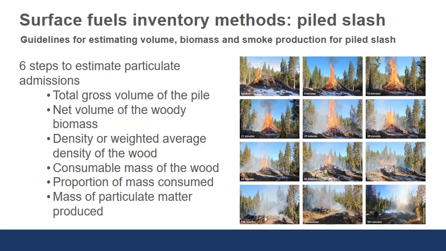There are 6 steps required to form an estimate of particulate emissions. You must determine: 1. Total gross volume of the pile, 2. Net volume of the woody biomass, 3. Density or weighted average density of the wood, 4. Consumable mass of the wood, 5. Proportion of mass consumed, 6. Mass of particulate matter produced. We will go through each of these steps in the next few slides.